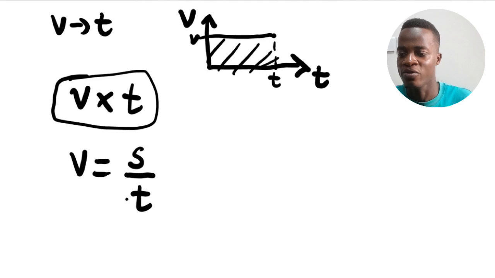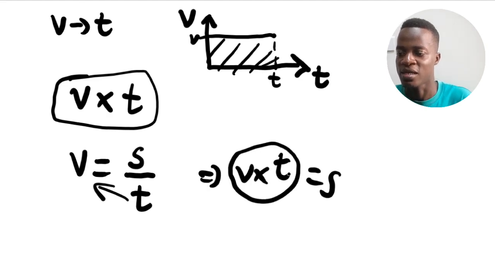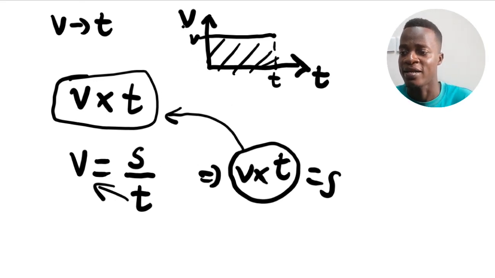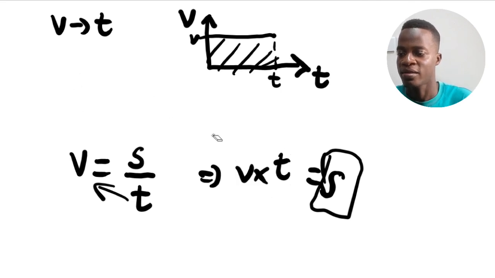Now if I'm doing cross multiplication, this multiplied by this will give me v times t is equal to s. So you can see that v times t is equal to s. And we say v times t is the area under the graph. So actually the area under the graph for a velocity time graph is the displacement, or the total distance covered. So for a velocity time graph, the area under the graph is the total displacement covered.